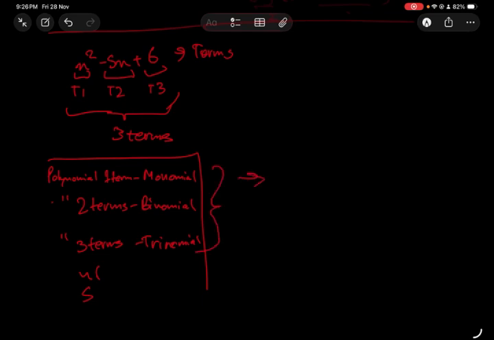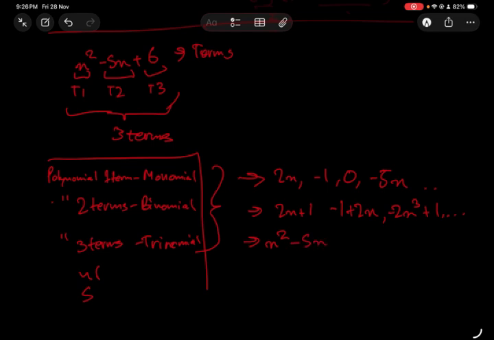Now examples include, for the monomial, 2x, minus 1, 0 in fact, minus 5x. Binomials include 2x plus 1, minus 1 plus 2x is almost the same thing, 2x minus 2x over 3 plus 1, etc. And trinomials include our example x square minus 5x plus 6, x cube plus 3 plus 2x, etc.